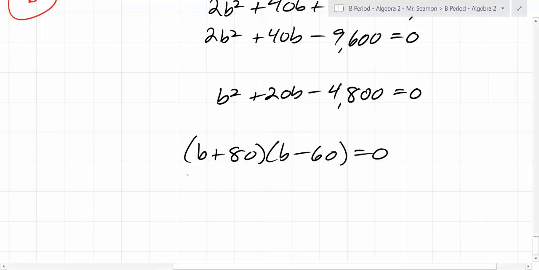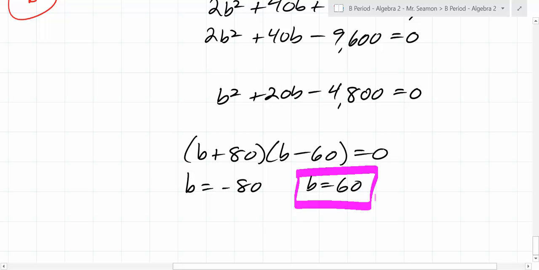So what are the two answers here? b is equal to negative 80 or what? There's only one answer, though. Which one is it? You can't have negative distance. Exactly. Very good.